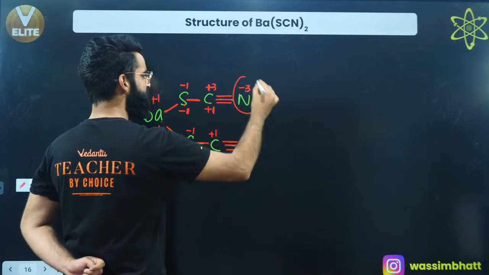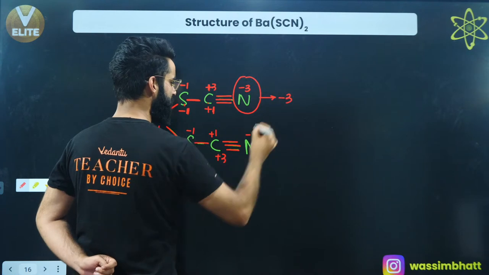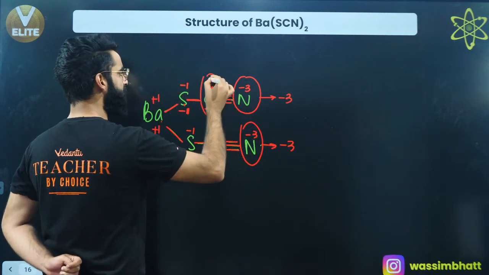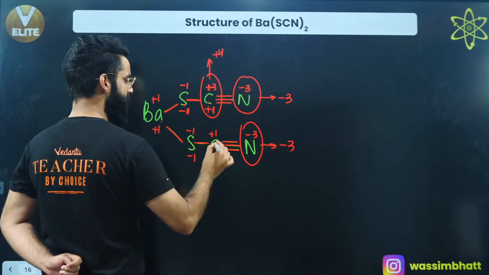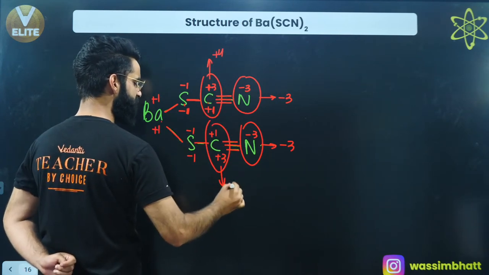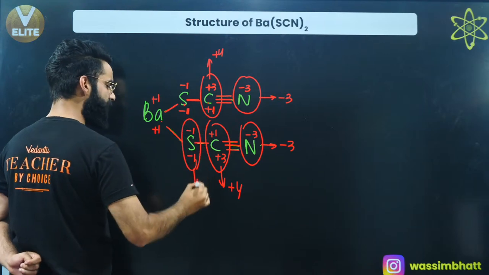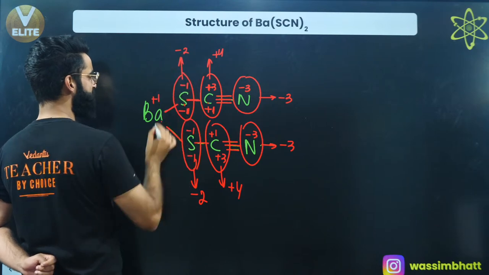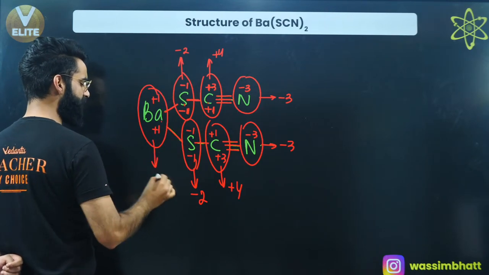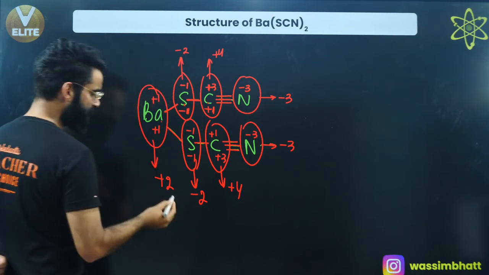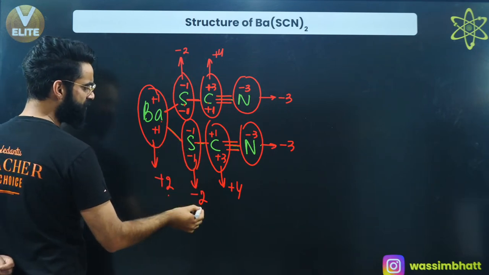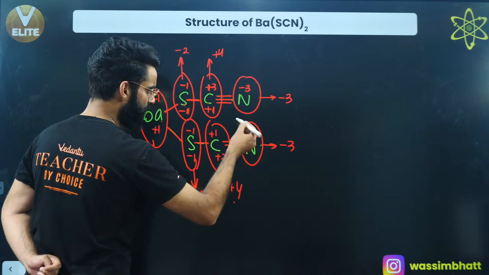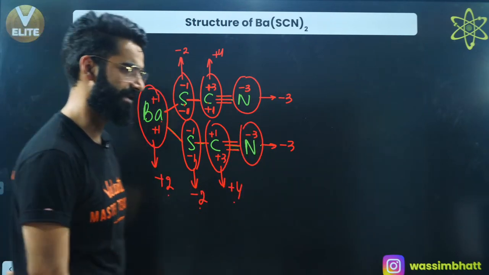So net charge present on nitrogen right here is going to be -3. Net charge on nitrogen right here is going to be -3. Net charge on carbon, if you calculate, is going to be +4. Net charge on this carbon is again going to be +4. Similarly, net charge on this sulfur is going to be -2. Net charge on this sulfur is again going to be -2. And similarly, net charge present on this barium right here is going to be +2. So you can say +2 is the oxidation state of barium, -2 is the oxidation state of sulfur, +4 is the oxidation state of carbon, and -3 is the oxidation state of nitrogen in case of Ba(SCN)2, right?